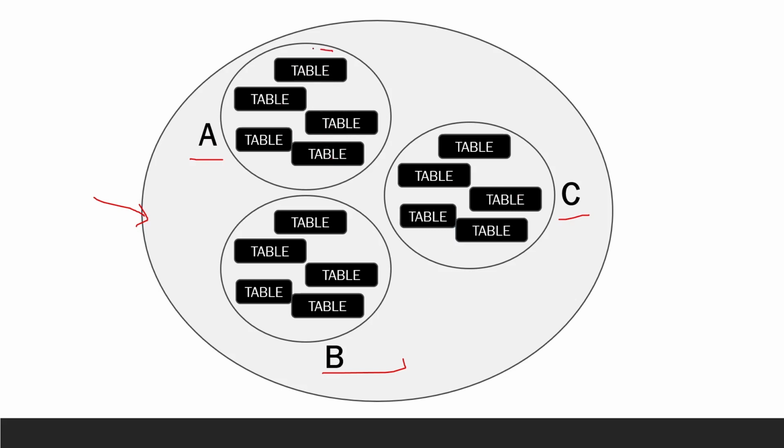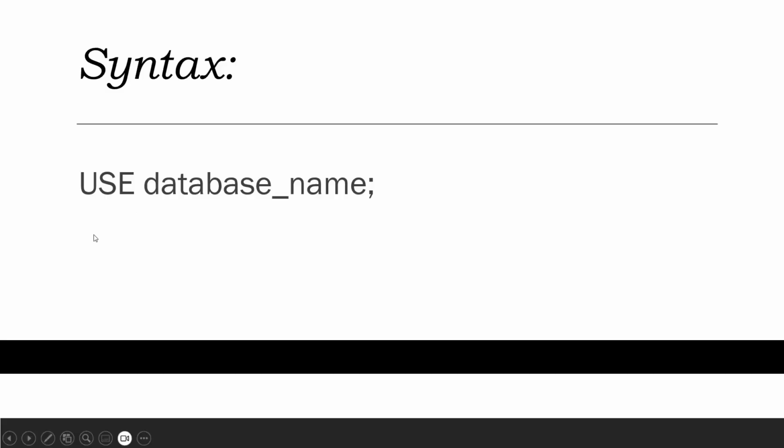Now I want to retrieve data from this table. So to retrieve the data from this table, I have to use this database name A. So how to use the database is what we are going to learn in this video. Using a database in SQL Server is very easy. The syntax to use a database is to write USE and then pass the name of the database that you want to use. Let's see in SQL Server how to do that.